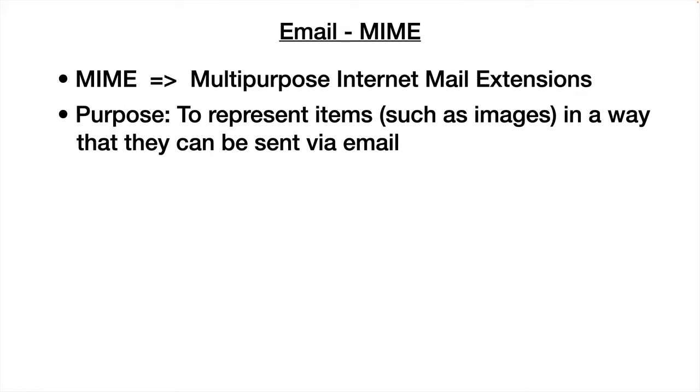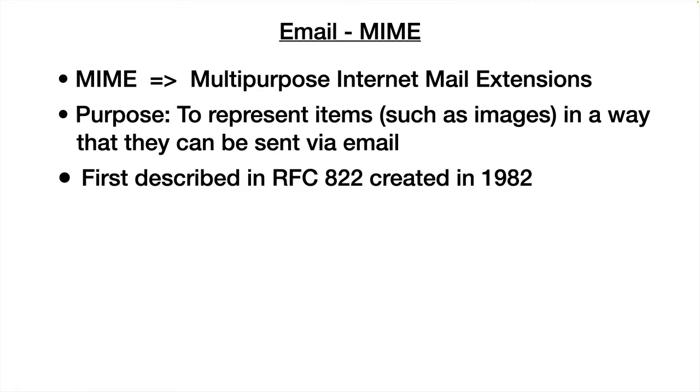The purpose of MIME was to give you a way to take things that couldn't be sent in email because they had special characters or were binary in nature. For example, maybe it was an image, maybe it was a movie, maybe it was an executable program, things that are not going to arrive intact at their destination. So MIME was first described in RFC 822, which was created back in 1982.